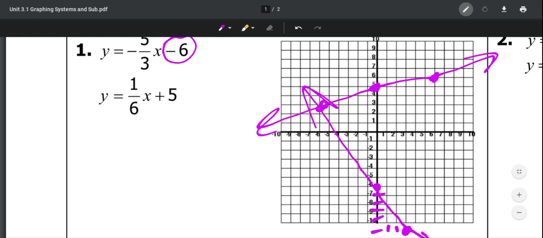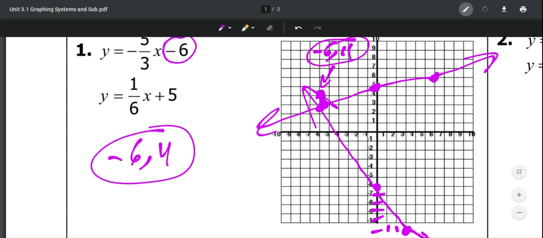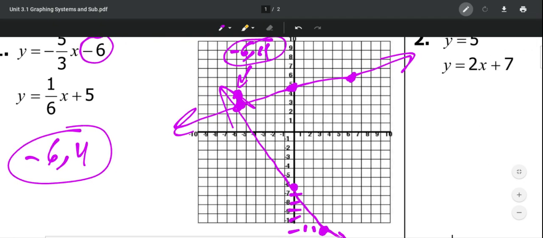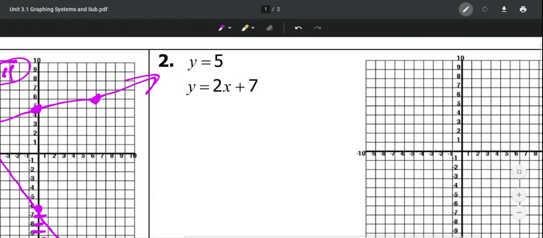But where these intersect will be your answer. Mine's drawn poorly, but when you graph it, it'll actually intersect at about right here, and that point is negative 6, 4. So that would be your answer. Make sure that when you do these, each of these lines you graph, you're using a ruler, because that will give you the correct intersection point. And then we'll look at one more real quick.